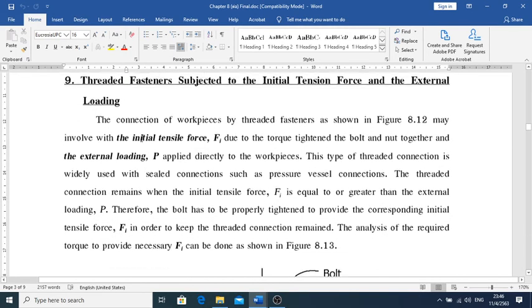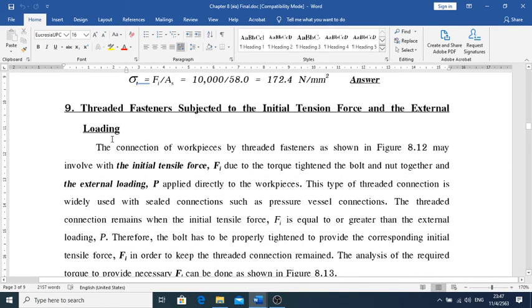And then for number 9, this is very important for mechanical engineering: a thread fastener subject to initial tensile force and external loading. I'm going to talk in more detail about this. Let me stop for a while.